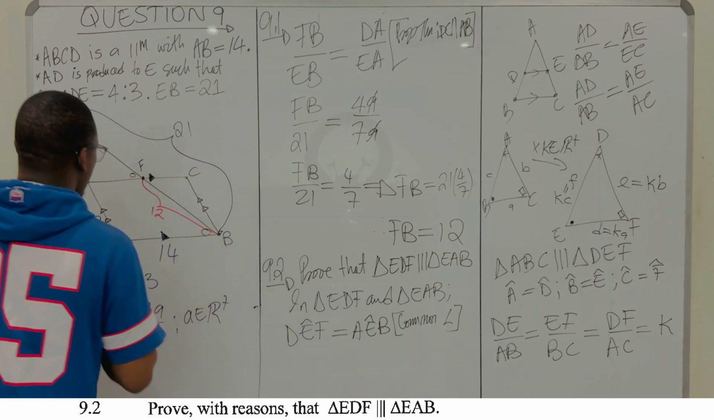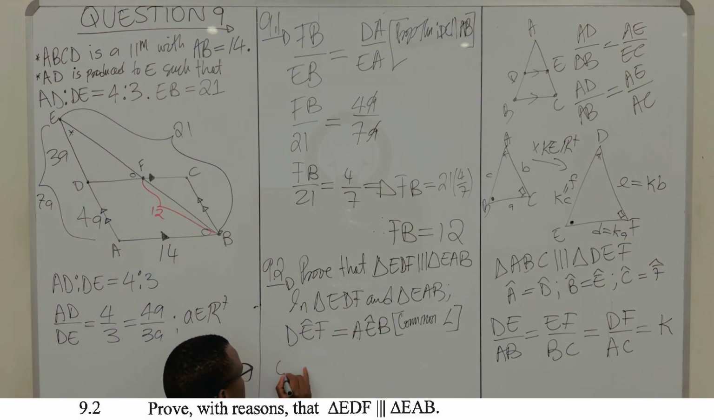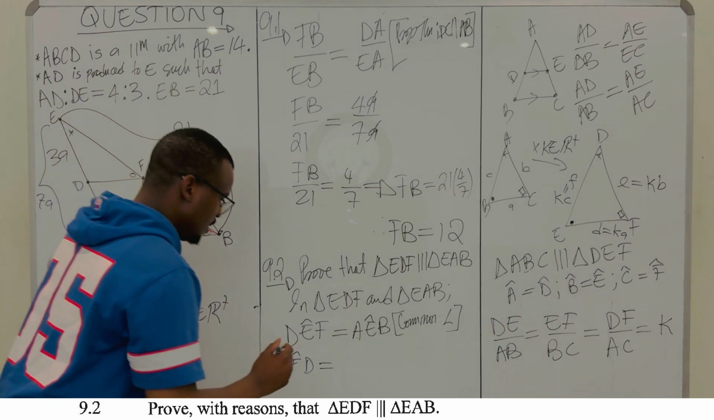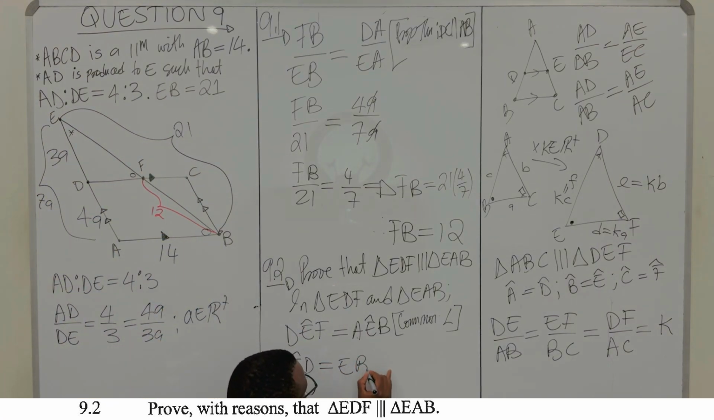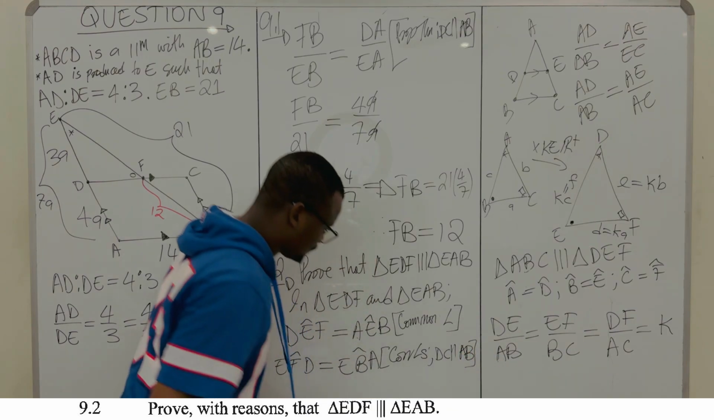So which means your angle F for this triangle, I'll say your angle F is equal to this angle B there, which is say angle EBA. Why? These are corresponding angles on parallel lines. Why? Because our DC is parallel to AB. That's it.